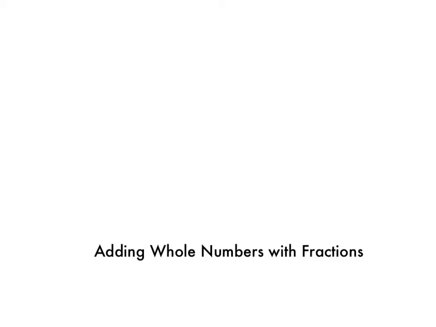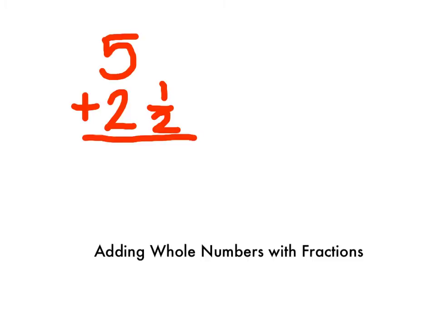Let's think about adding whole numbers with fractions. For this problem I have 5 plus 2 1/2. I'm first going to add my fractions. With the 5 I don't have a fraction, so I just have 1/2. And then I add my whole numbers, 5 plus 2, which is 7. My answer for 5 plus 2 1/2 is 7 1/2.